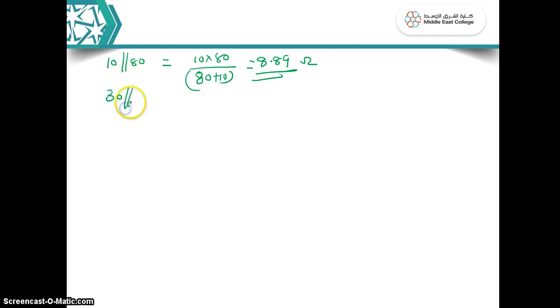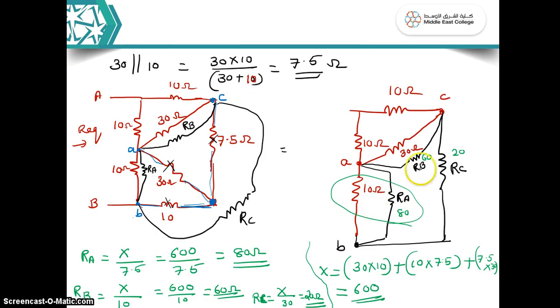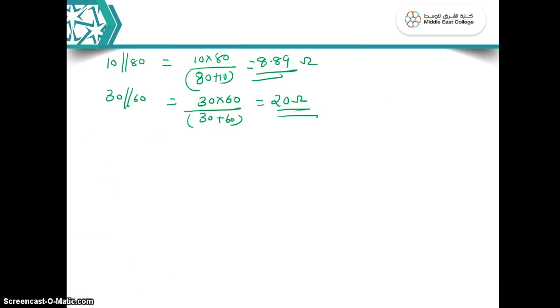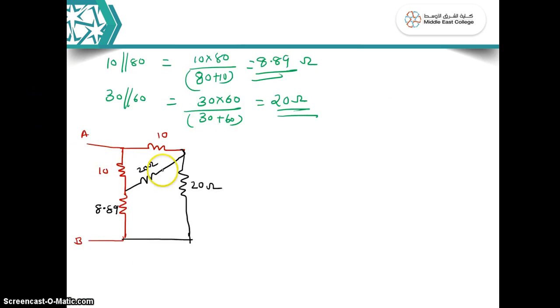Now next is 30 and 60 parallel. So 30 comes parallel with the 60. You will get it as 30 into 60 divided by 30 plus 60, which is equal to 20 ohm. Now we need to replace the circuit with these two equivalent resistors. So the circuit now becomes like this.